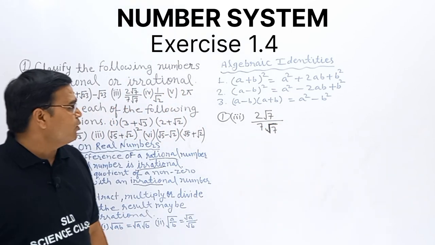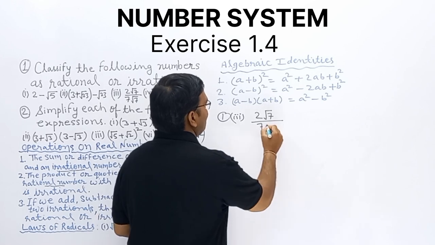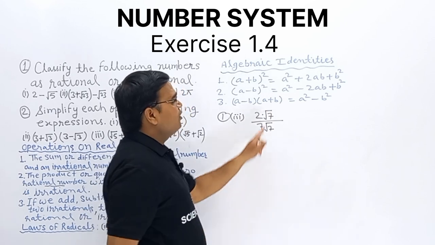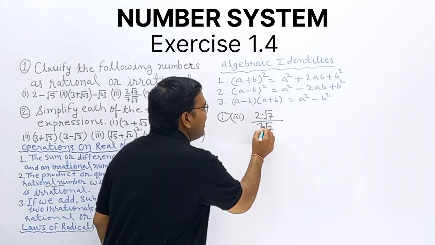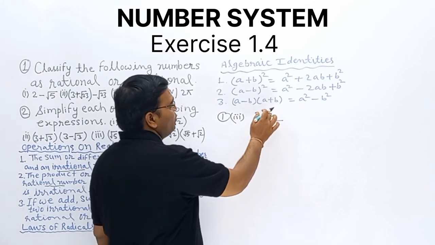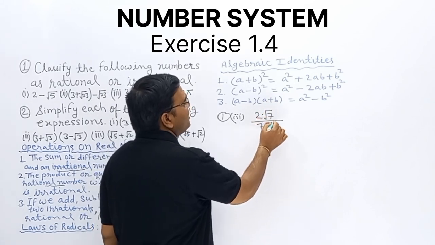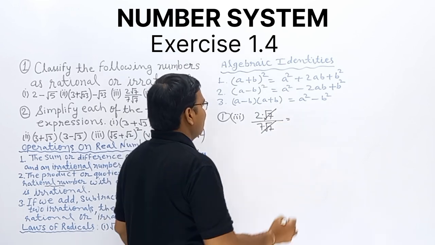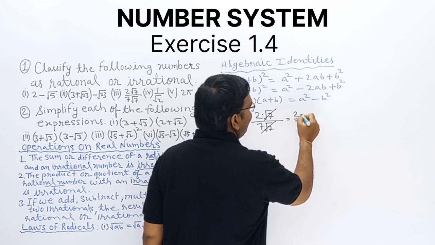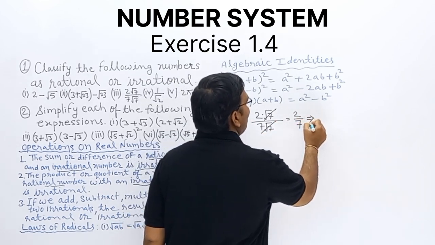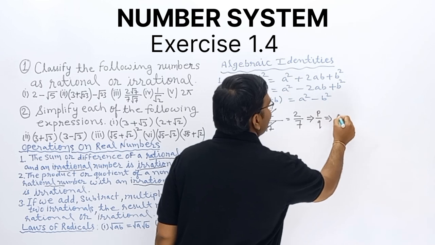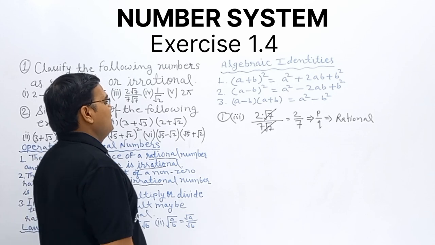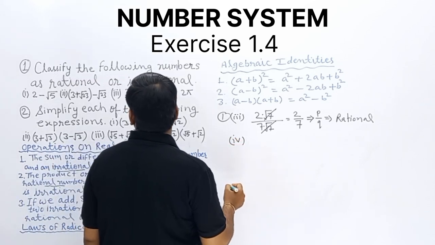What is the meaning of this root 7? Now 2 multiplied by root 7, 7 multiplied by root 7. In the multiplication we can simplify numerator and denominator. Root 7 is cancelled. So we are having the result 2 upon 7, and 2 upon 7 is what? P upon Q form, and P upon Q form is what? Rational number. Getting or not? P upon Q form is what? Rational number.